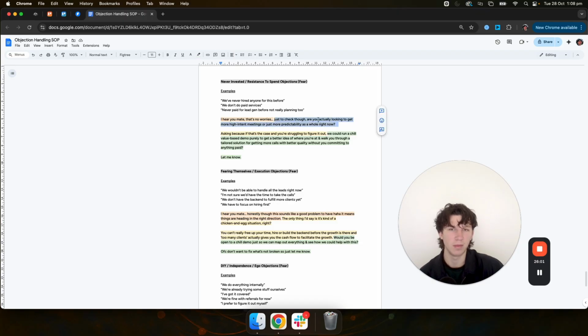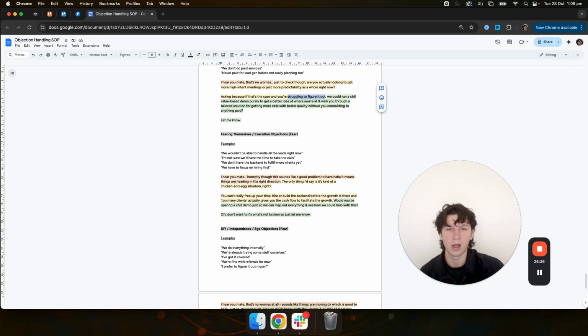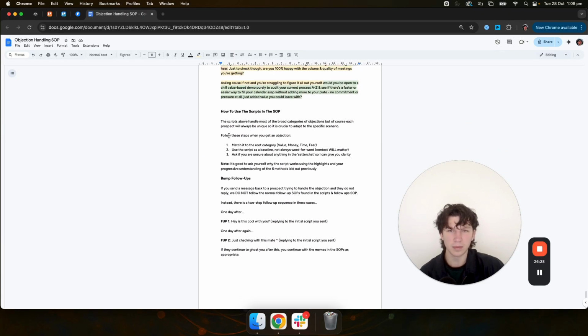So it's always going to be adapted to the prospect, but this works because it's seeing if they have the problem, because this doesn't really tell us. Asking them, because if that's the case and you're struggling to figure it out, will amplify their pain a bit, and we want to get them to take action. We could run a chill demo just to give them a fit, and then we don't say that they have to commit to anything paid, because genuinely on our sales calls, we pitch a solution before we pitch the price. So if they like the solution, then we can look into the price. But the first thing that happens is we give them a tailored solution, and they don't have to commit to anything paid. So that's why this one works as well.